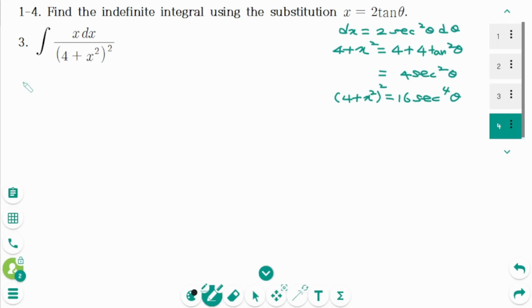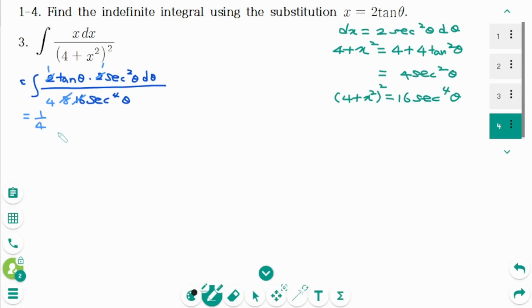Now let's put them all together. The integral of x equals 2 tangent theta, dx equals 2 secant squared theta d theta, over the denominator 16 secant to the power of 4 theta, equals 2 times 1, 2 times 8, then 2 times 1, 2 times 4, then 1 over 4, integral of tangent theta, then cancelled, 2 is left over, then secant squared theta d theta, then tangent theta over secant squared theta equals tangent theta times cosine squared theta.